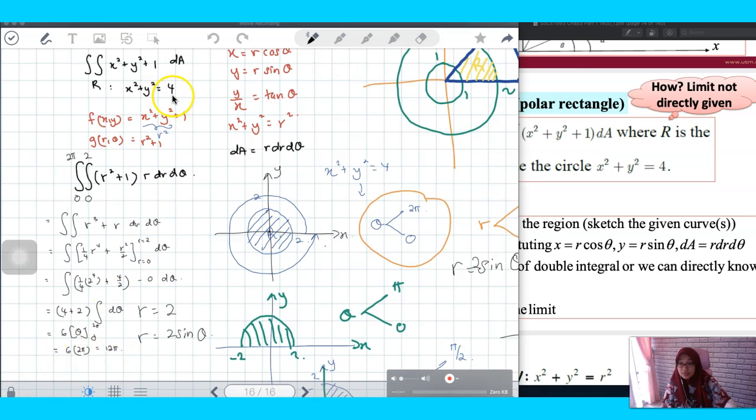But if you proceed to solve this using Cartesian, because the equation of your region is x squared plus y squared, there is a square root with plus minus. So your calculation will be more complicated, but still possible to be done, but more complicated than this one. So this one is just a direct integration.